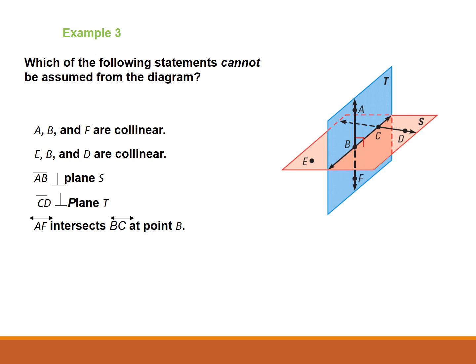Now look at CD. Line CD is perpendicular to plane T. No, there's no red box illustrating a right angle, so we cannot assume. AF intersects BC at point B. Yes, that one we can assume. So only the second and the fourth one cannot be assumed.